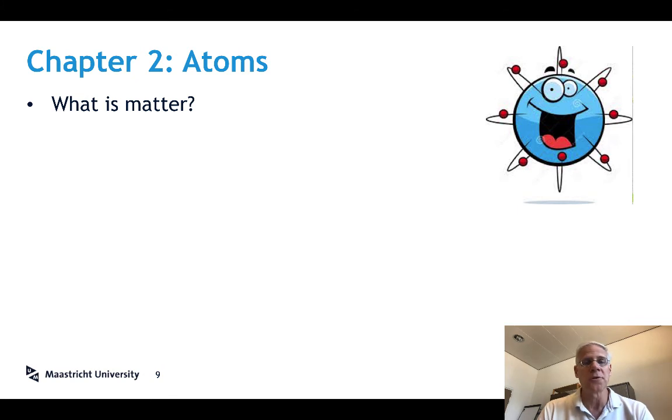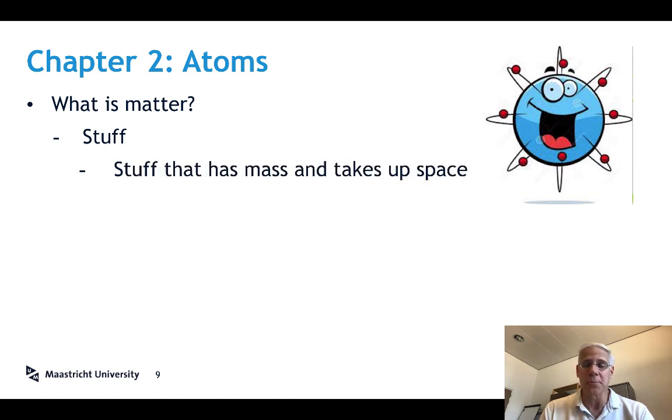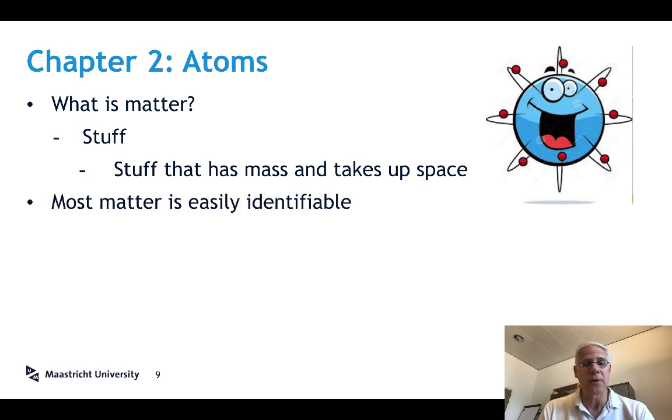So we're going to start in on Chapter 2 with atoms, and the first thing that we wanted to ask ourselves is what is matter? Well, we can put it in a simple word. We can say that matter is stuff. And a little bit more specific, we can say that it's stuff that has mass and takes up space. Now that's not a really great definition, so we're going to get into this in just a little bit more detail as we start to talk about atoms.